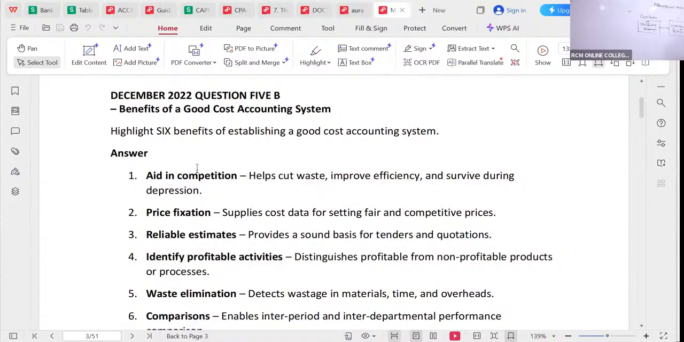In competition, it helps us to cut waste, improve efficiency, and survive during a depression. Ladies and gentlemen, remember we have this gentleman in management who said that for you to survive in any economy as an organization, there are 2 things you can do. This guy is called Michael Porter. Michael Porter said that as an organization, for you to survive, it is either number 1, you become a cost leader, or you differentiate yourself from the competitors.